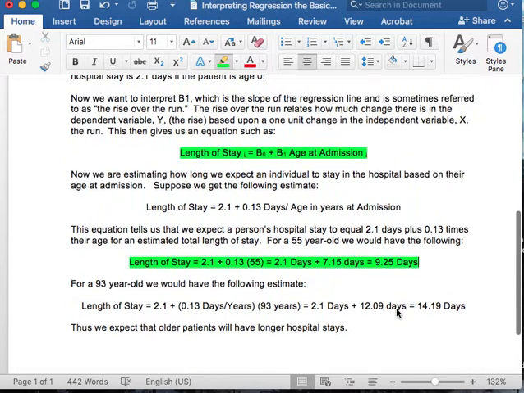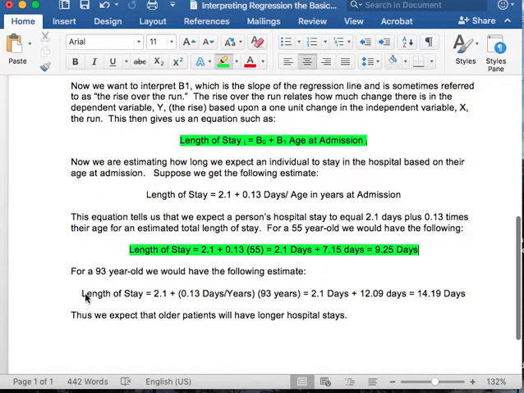If we had a 93-year-old, we would expect them to be in the hospital longer than a 55-year-old, obviously, actually about 5 days longer. We have the same 2.1, the intercept remains the same, and the slope remains the same at 0.13 days per year. So we get 2.1 days as the intercept plus 12.09 days for the 93-year-old, and we would estimate a 14.19 day hospital stay.